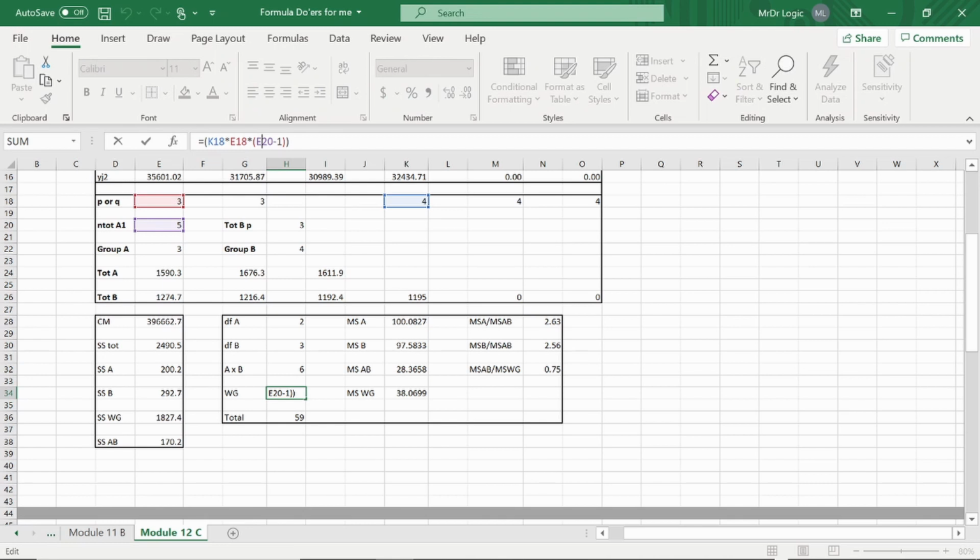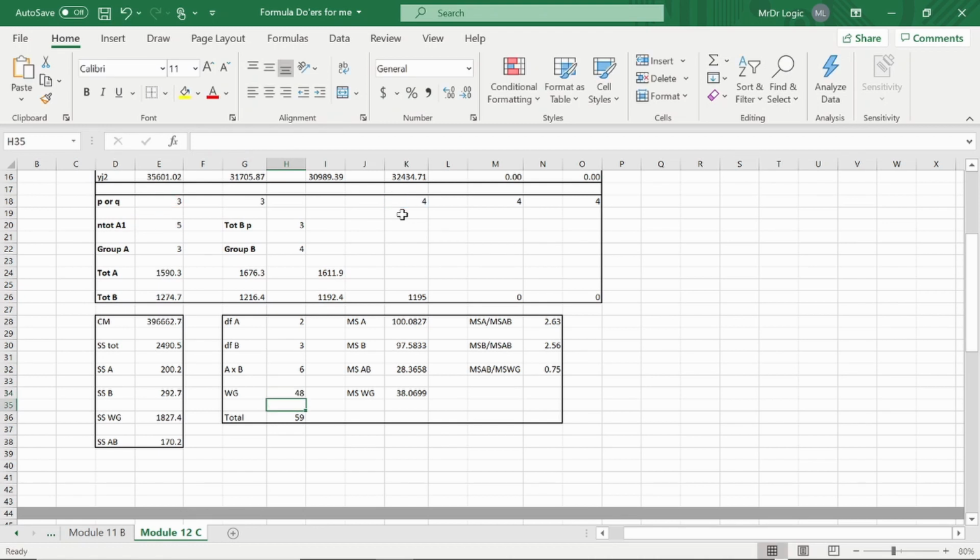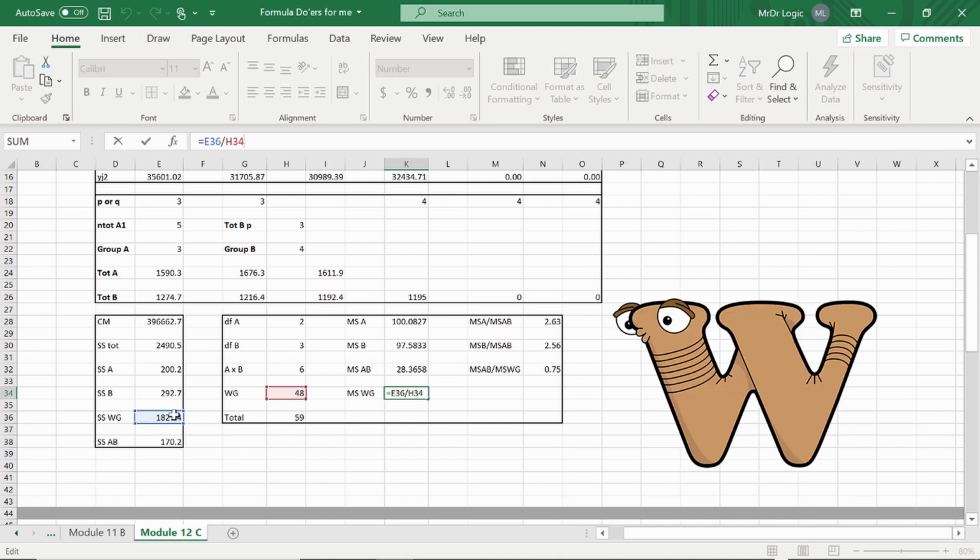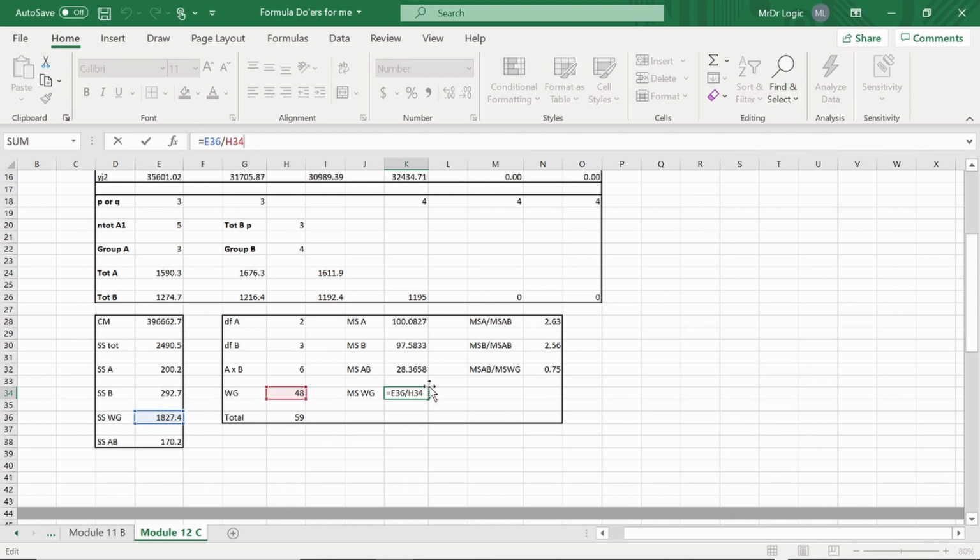This one's a little tricky, because what you would do here is this would be the 4 times 3 times 5 minus 1, which is actually 4. So it's 4 times 4, which is 16, and then times 3, which is, I believe, 48. And voila, there you go. And then you would do the same thing with the MSW. You would divide this by 48.